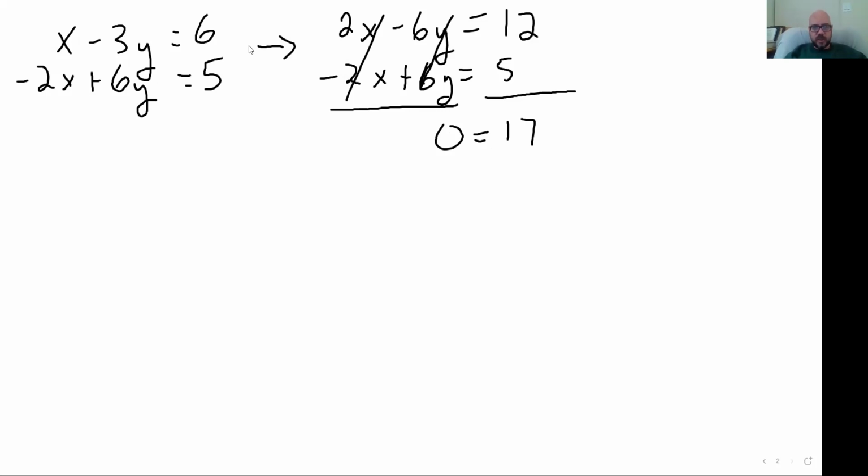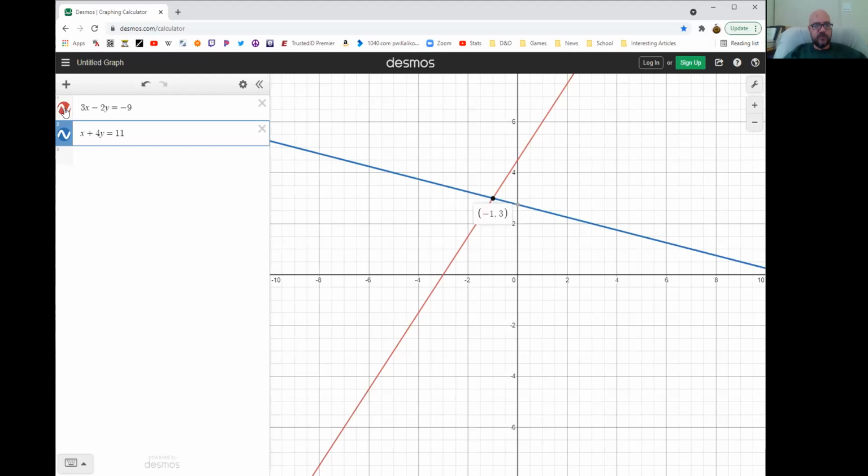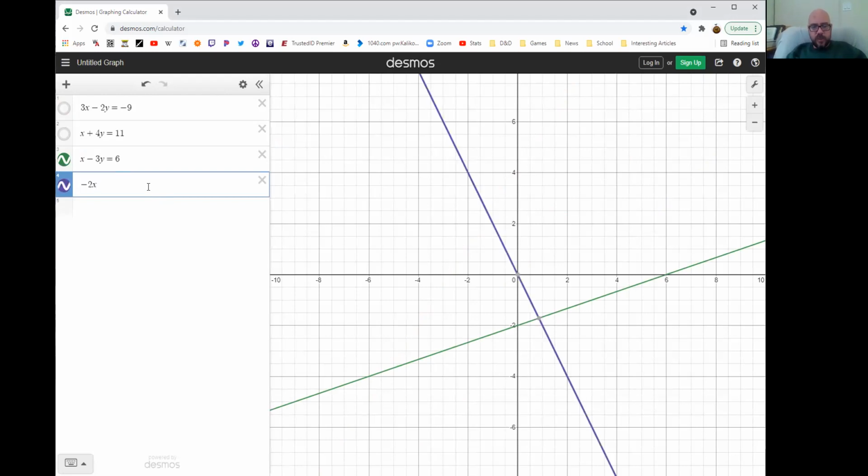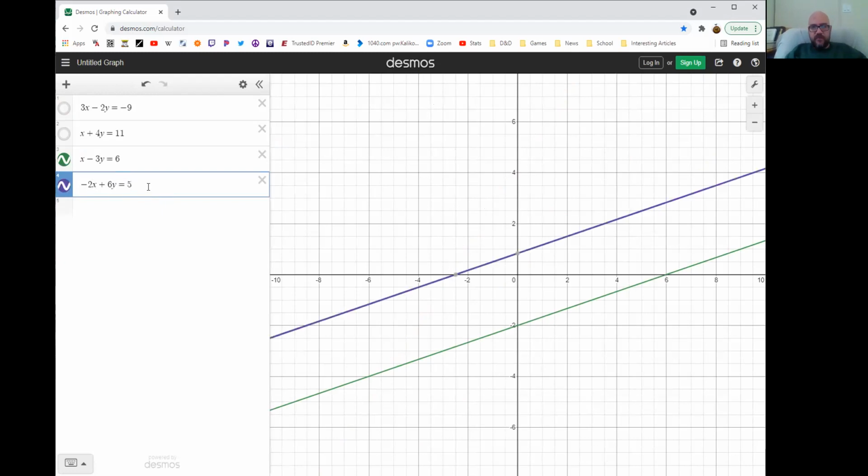So I had x minus 3y equals 6. Let's turn these guys off. I had x minus 3y equals 6. And then the other one was a thing that I forgot already. No, I got it written down. Minus 2x plus 6y equals 5. We have minus 2x plus 6y equals 5. Right? And you can see they're parallel lines. They're never going to meet. And so when we try to solve these two equations together, what we get is nonsense.